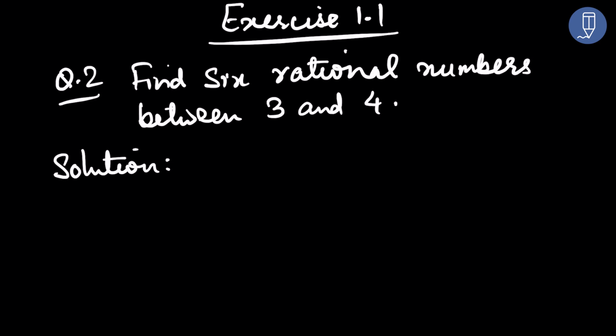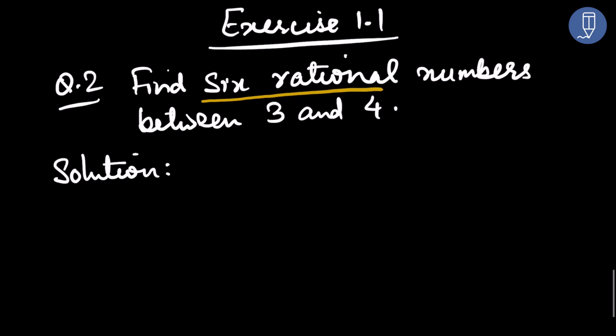In this video, we'll do question number 2 of exercise 1.1. The question is, find 6 rational numbers between 3 and 4. Let's first understand the information given in the question. It says we have to find how many rational numbers? 6 rational numbers. And what is the condition on those rational numbers? That those rational numbers should be between 3 and 4.